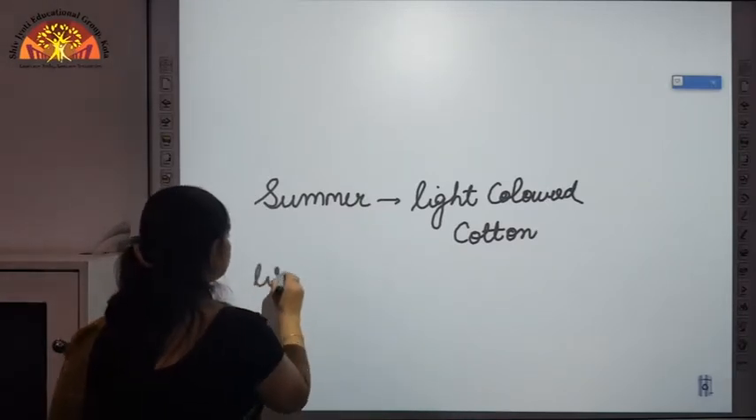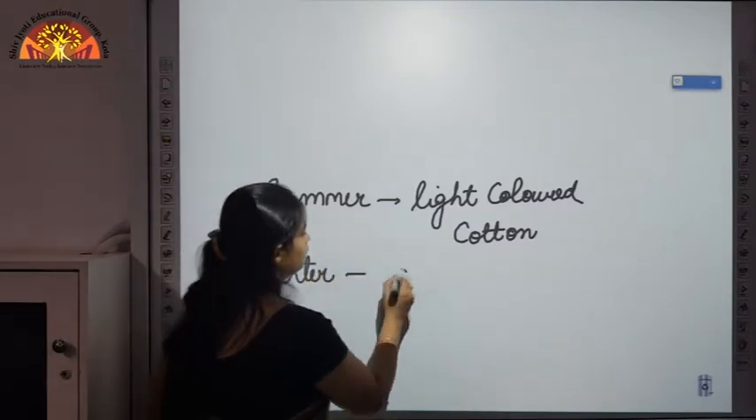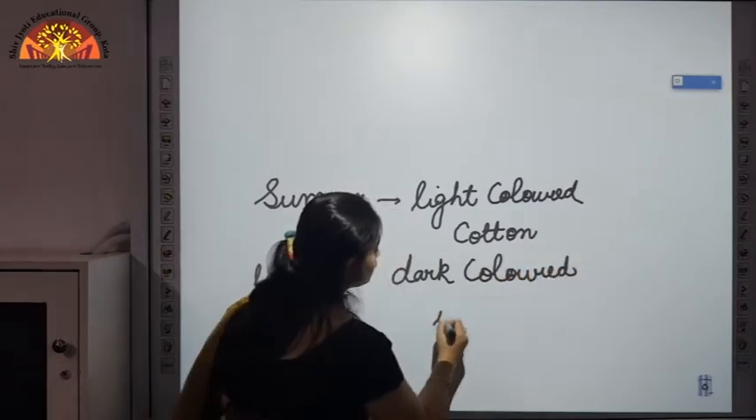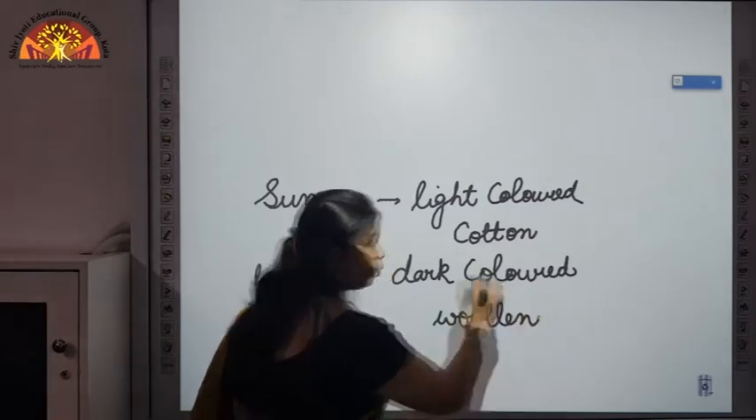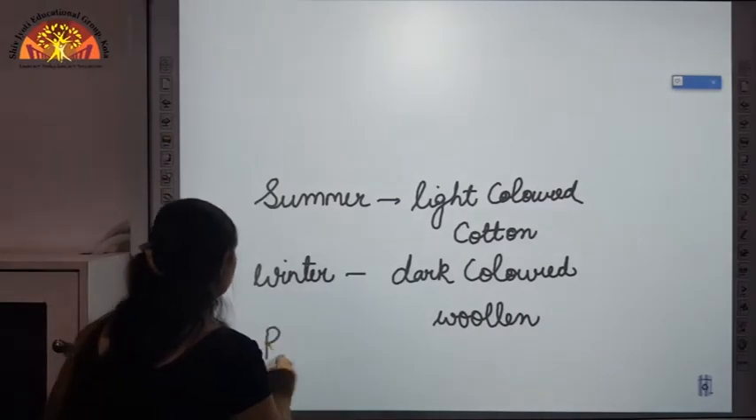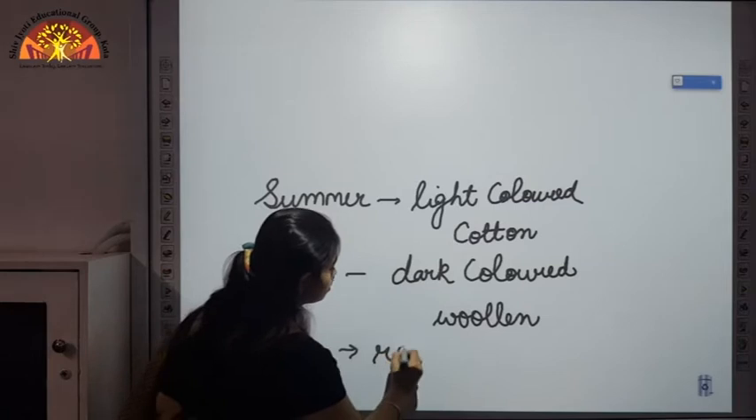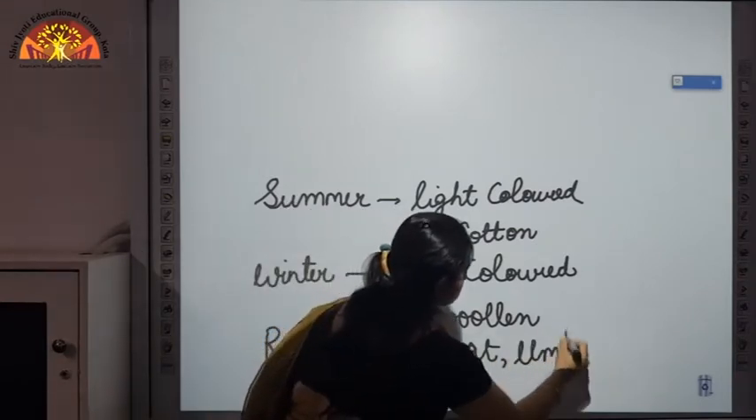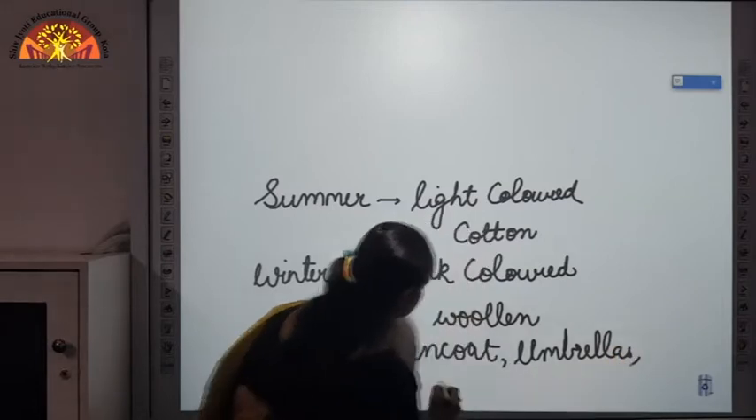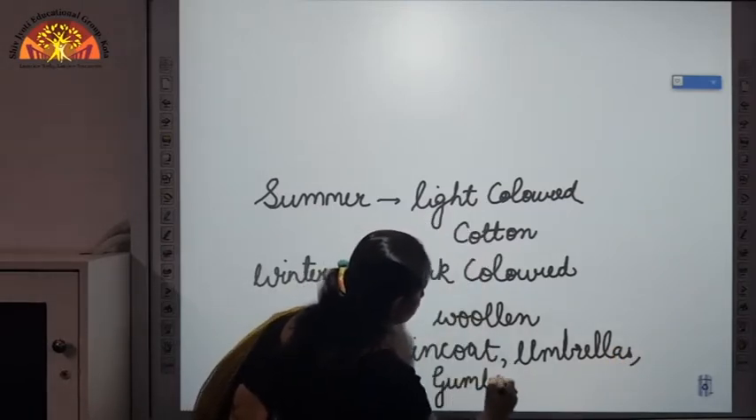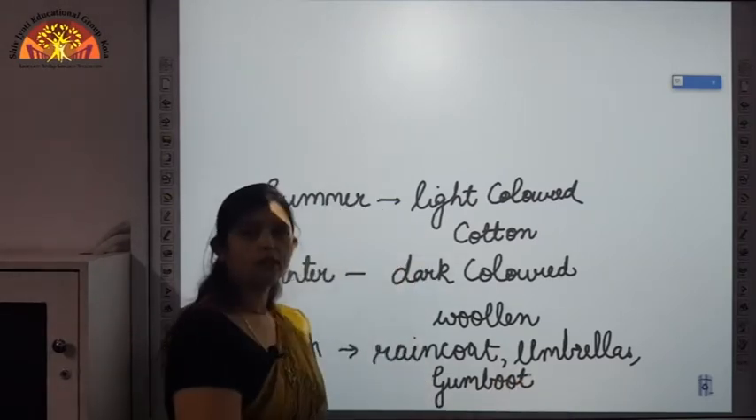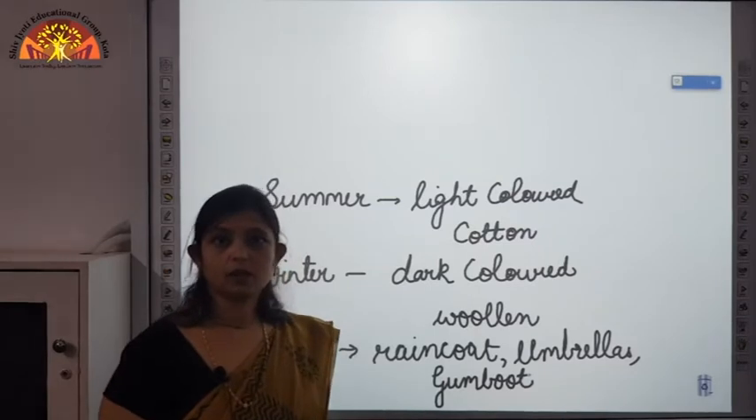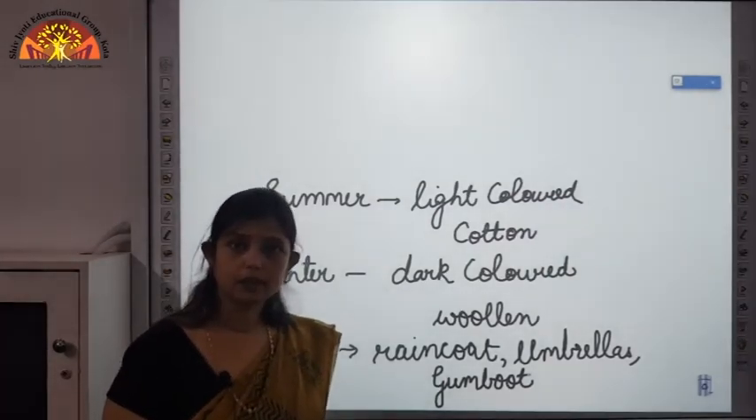If we talk about winter season, then we prefer to wear dark colored woolen clothes, as these type of clothes keep us warm in winters. And whenever there is rain, then we use raincoat, umbrellas and gum boots. These all protect us or prevent us from getting wet when it rains. So these are some of the different clothes we wear in different seasons. Now not only this, clothes also make us look smart and they also protect us from insect bites.